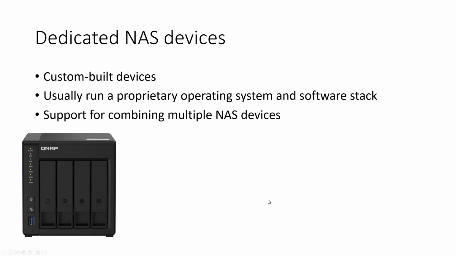And finally, we can have dedicated NAS devices. So these are custom built devices and they usually run a proprietary operating system and a proprietary software stack. So you basically plug them into your network and then you have this NAS. They usually have a web interface that you use to configure the device, and then you can just map the drives over the network and use them on your other devices. So here I have a screenshot of a QNAP device with 4 hard disk bays. So you can add up to 4 hard disks on this device, and it has an Ethernet port to connect it to your home or office network, and then you can basically use all of the storage on your other devices.